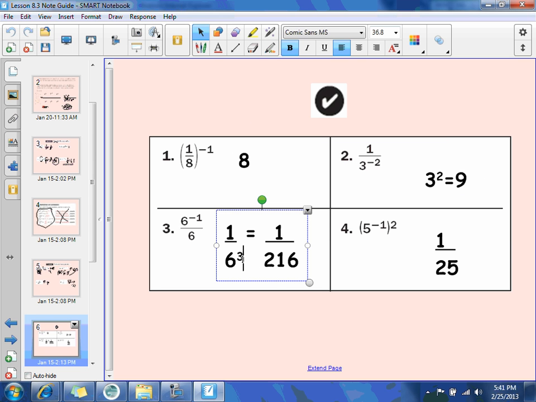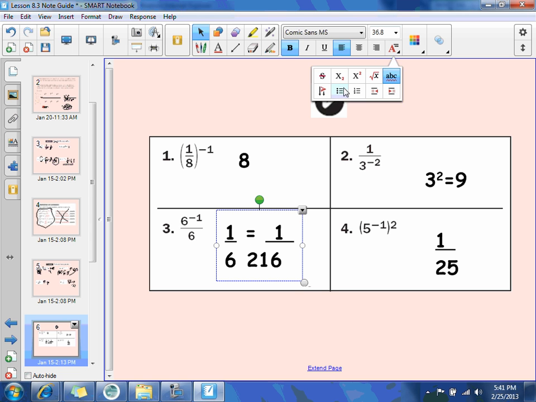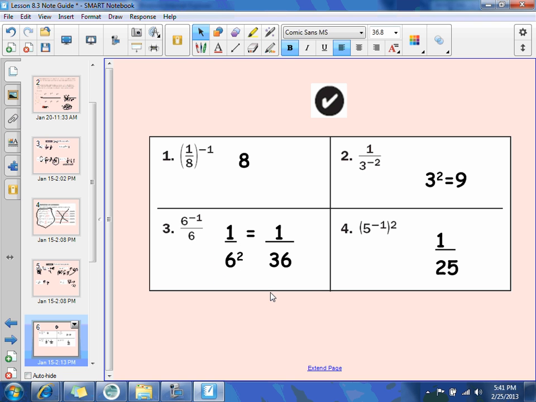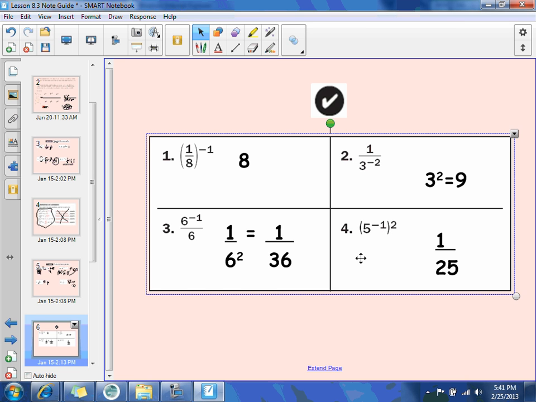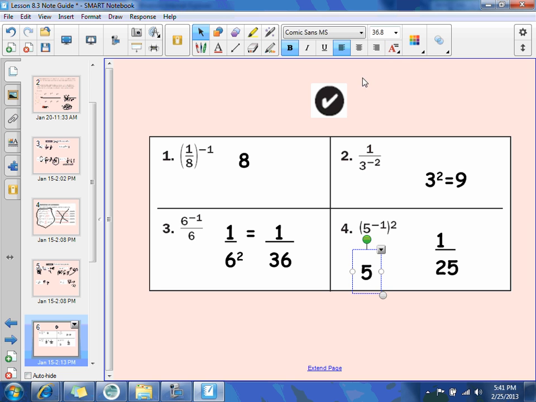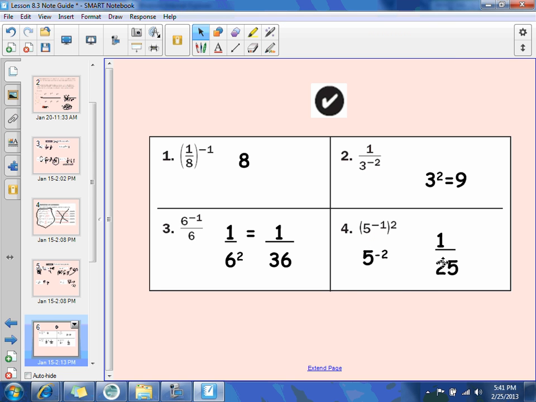Good. This would be 6 to the second power because that would come down and hang out. That would make this 1 over 36. Hopefully you caught that error too. Good. This makes this 5 to the negative first power to the second power. That actually is 5 to the negative second power. That becomes 1 over 5 squared, which is 1/25.